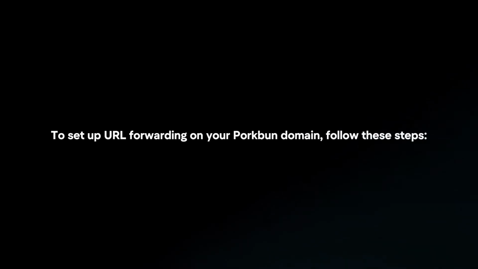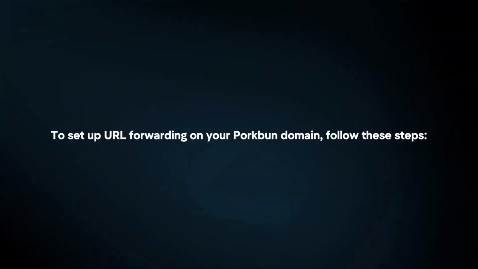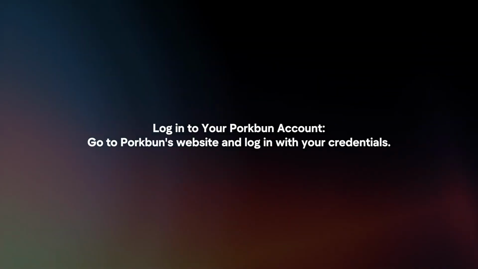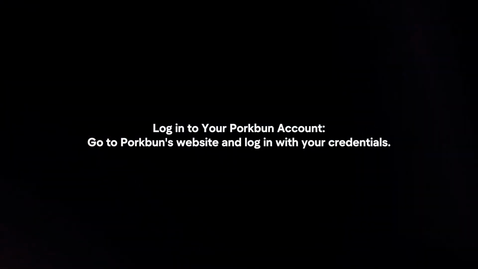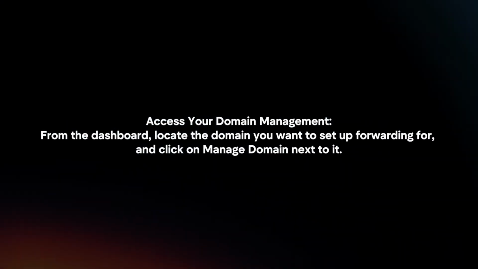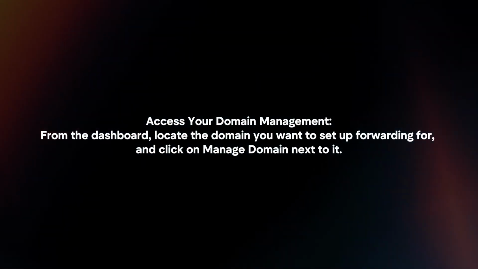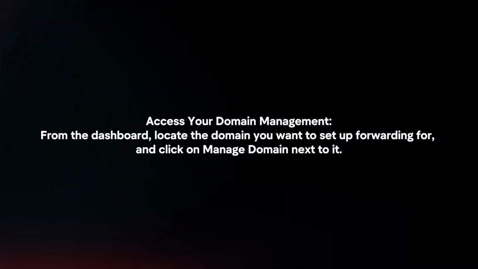To set up URL forwarding on your Porkbun domain, follow these steps. Log into your Porkbun account. Go to Porkbun's website and log in with your credentials. Access your domain management. From the dashboard, locate the domain you want to set up forwarding for and click on Manage Domain next to it.